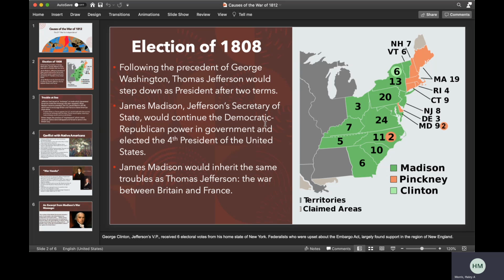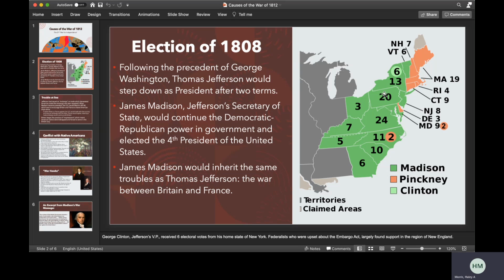James Madison would inherit the same troubles as Thomas Jefferson, the war between Britain and France. At the end of last week, at the beginning of this week, we talked about the Embargo Act, during Jefferson's presidency, which highlighted the tensions between Britain and France and American trading ships, especially.